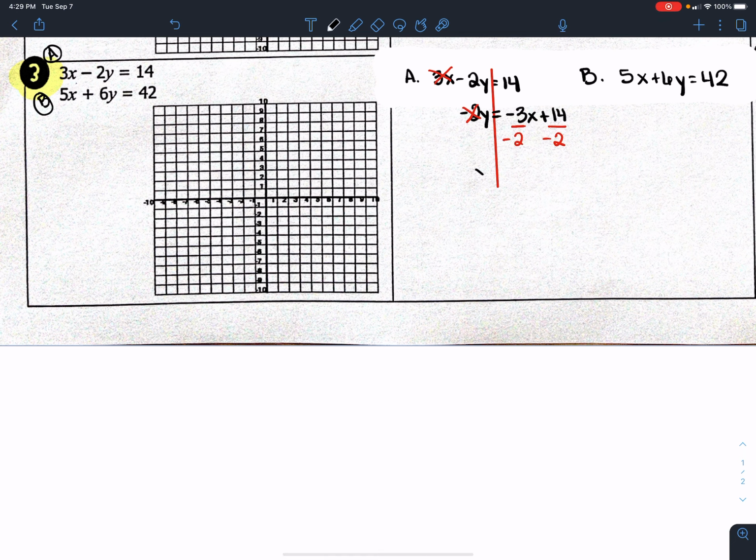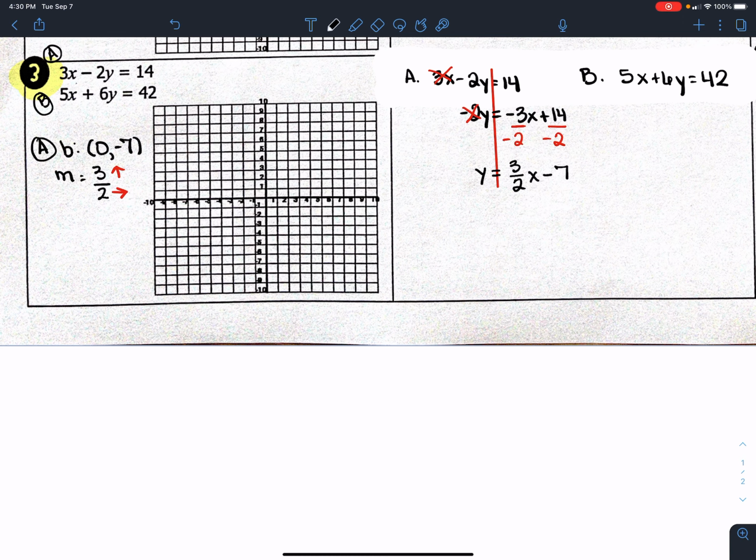So on the left side, I'm left with y, then the equal, and on the right side, negative divided by a negative is a positive. So I have 3 over 2 is my slope. 14 divided by negative 2 is negative 7. Okay. So for equation A, my y-intercept is 0, negative 7. And my slope is 3 over 2. If it helps to see it, remember that's up 3, right 2.